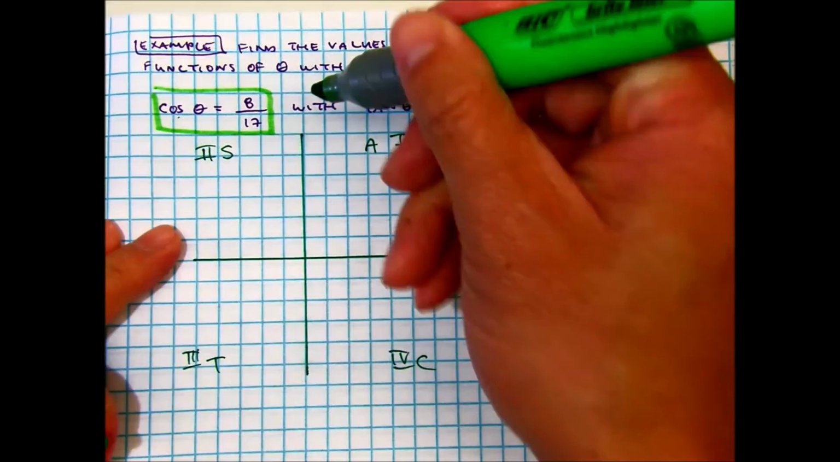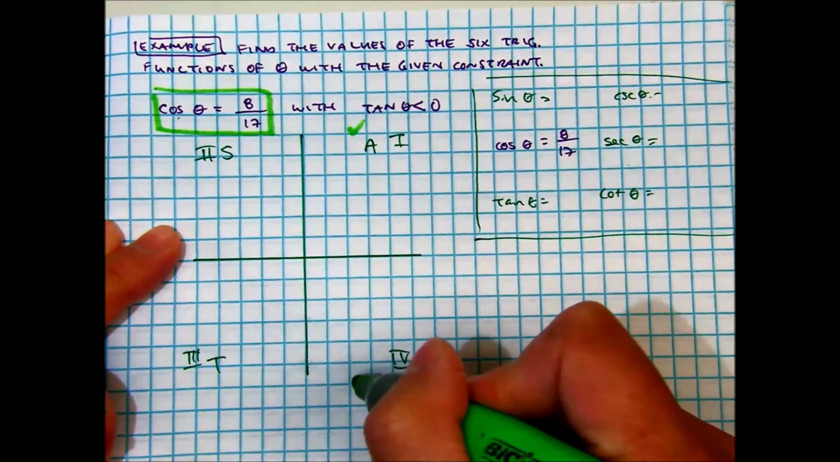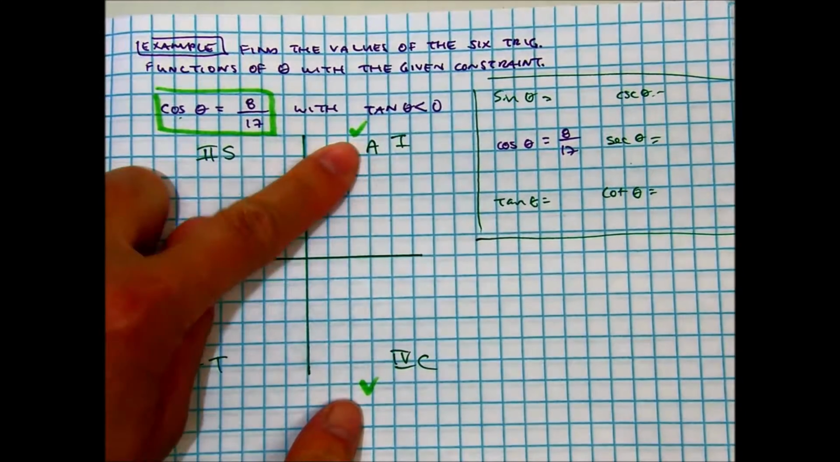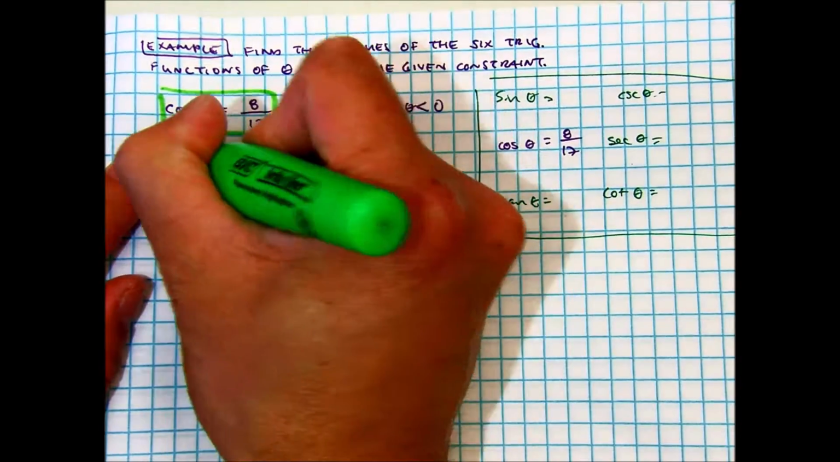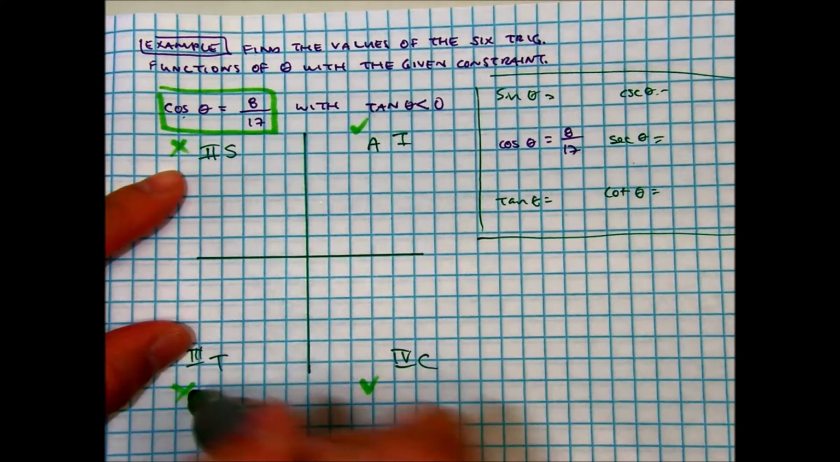To help us understand as well, I did not put my fingers in these 2 quadrants because only sine and cosecant, and tangent and cotangent are positive. Cosine is negative in here, but we're going to stay away from there.